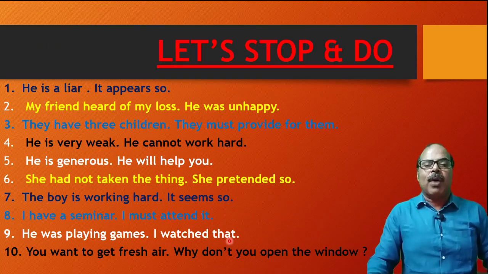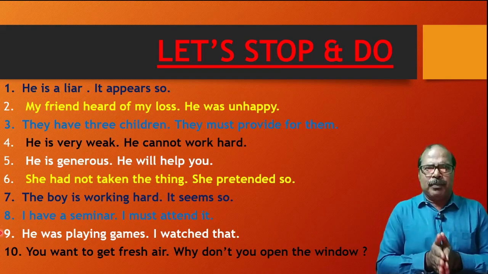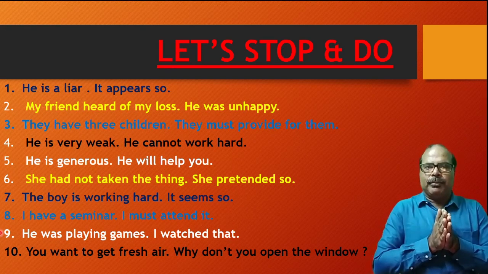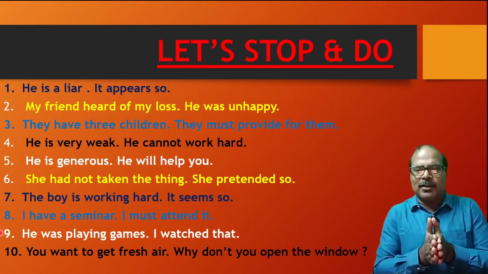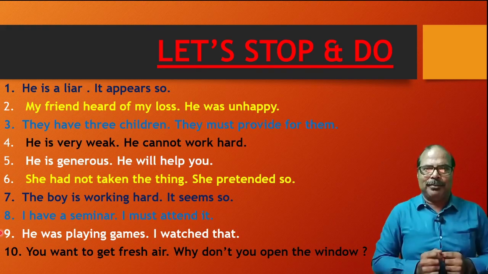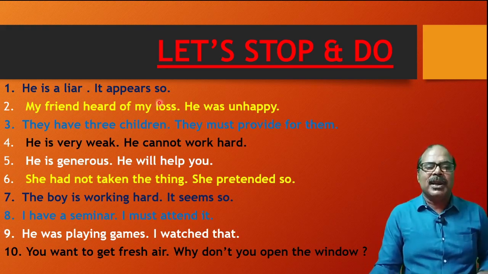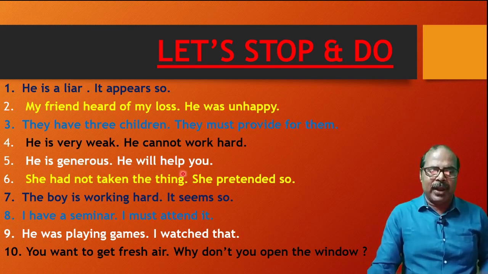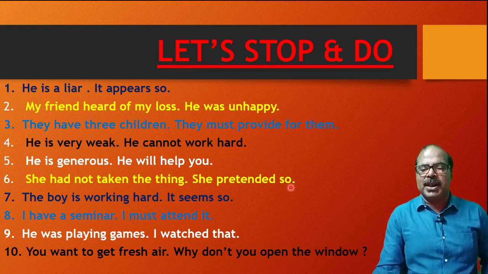Now next one, আমি এখন বলবো, now stop the video and join these simple sentences into one. He's a liar, it appears so. My friend heard of my loss, he was unhappy. They have 3 children, they must provide for them. He is very weak, he cannot work hard. He is generous, he will help you. She had not taken the thing, she pretended so.